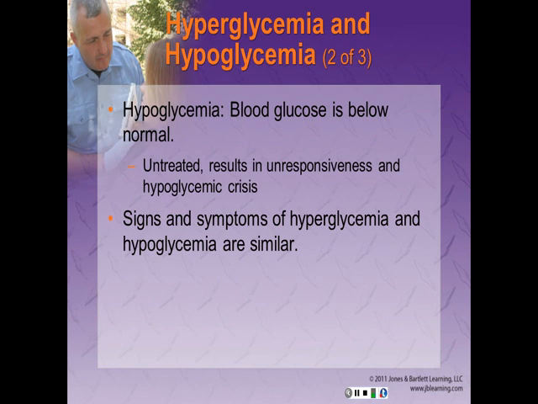Hypoglycemia, on the other hand, is a state in which the blood glucose is below normal. Untreated, it results in unresponsiveness and eventually hypoglycemic crisis. The signs and symptoms include, on history, an insufficient food intake, an excessive dose of insulin, rapid onset in minutes, and pale, cool, moist skin.